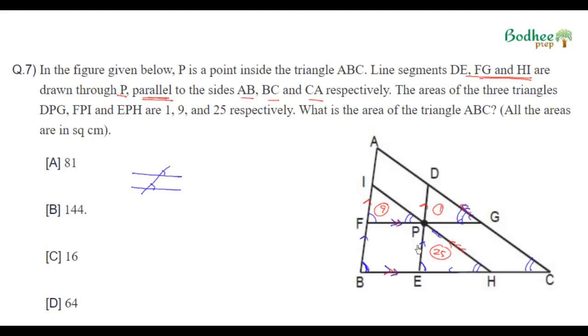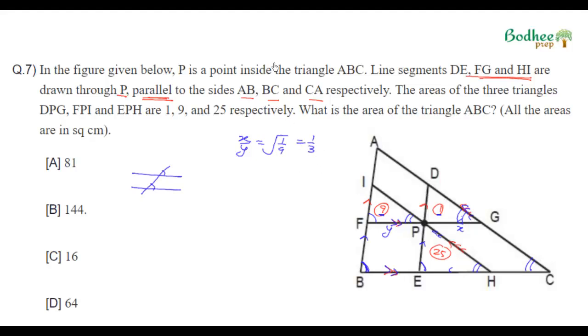Now if they are similar, then we can say that their areas will be in the ratio of the square of their corresponding sides. So if I assume that this side is x and this side is y and their areas are in the ratio 1:9, then we can say that x over y should be in the ratio of the square root of 1/9, which is nothing but equal to 1/3.